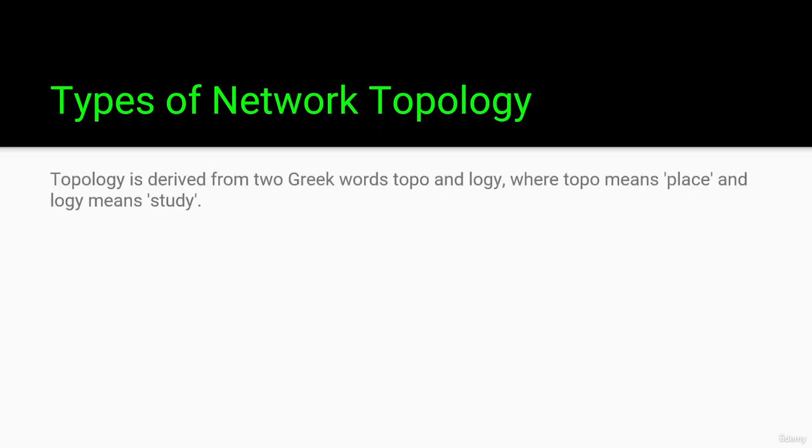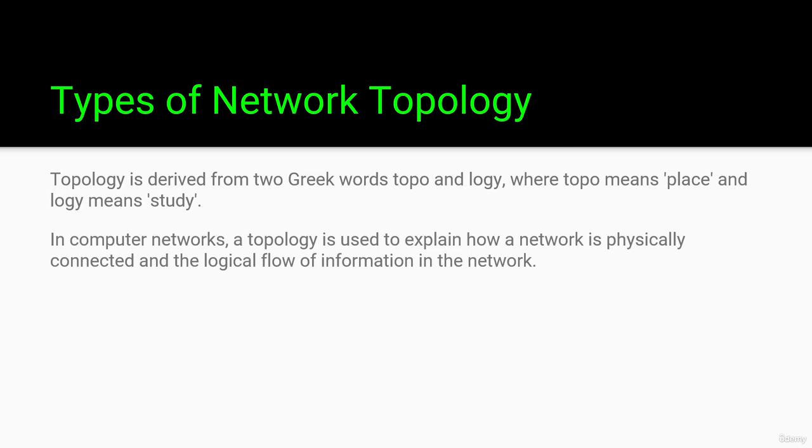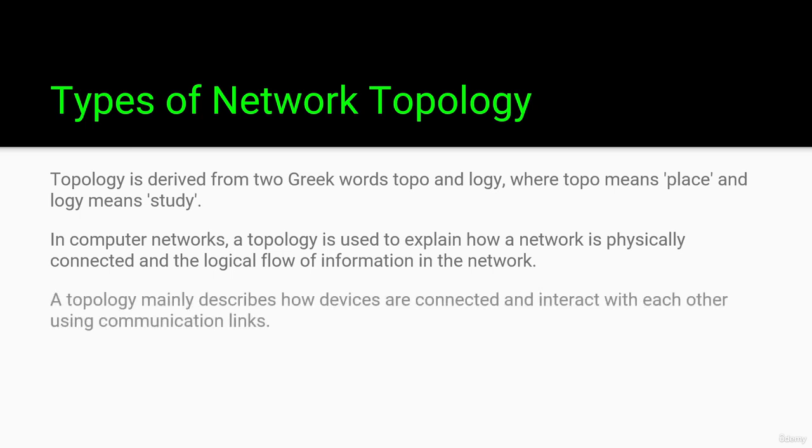Now there are types of network topology. Topology is derived from two Greek words, topo and logi, where topo means place and logi means study. In computer networks, topology is used to explain how the network is physically connected and the logical flow of information in the network. A topology mainly describes how devices are connected and interact with each other using communication links.